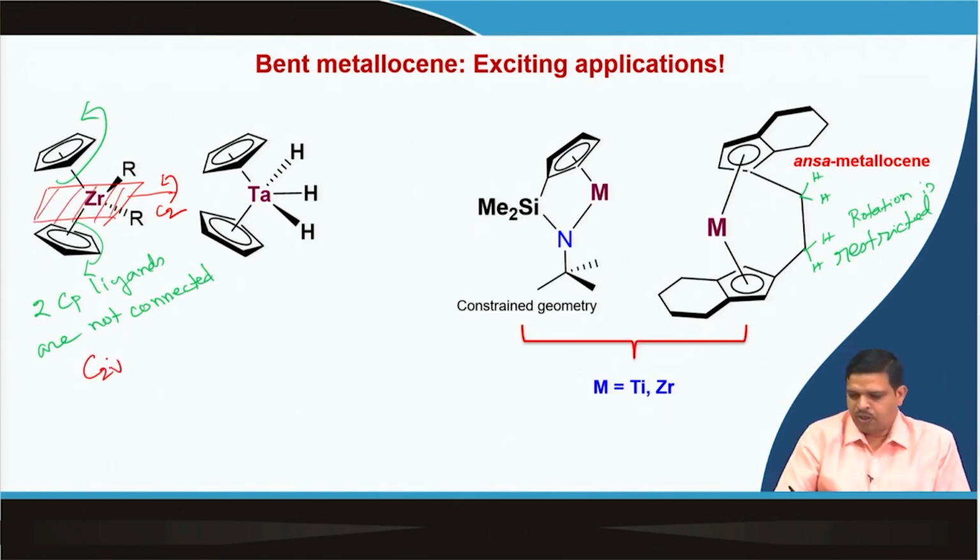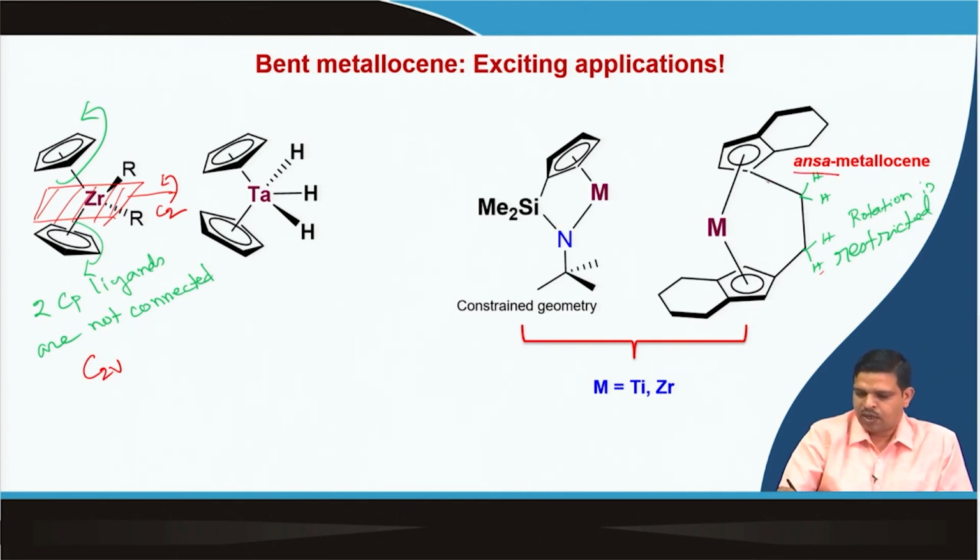Now, here the symmetry will be different, and also there is a restriction in the movement. So, if we make chiral ligands with this threaded, then the chirality will be permanent. So, there will be no possibility of getting the racemic mixture by the rotation of the CP ligands. This kind of bent metallocene is called ANSA metallocene.